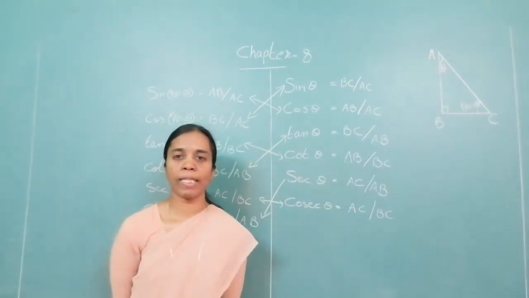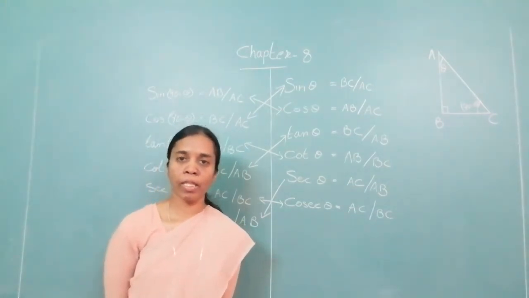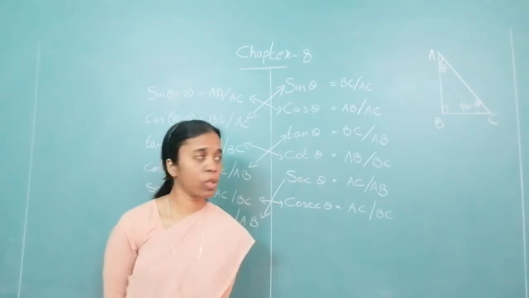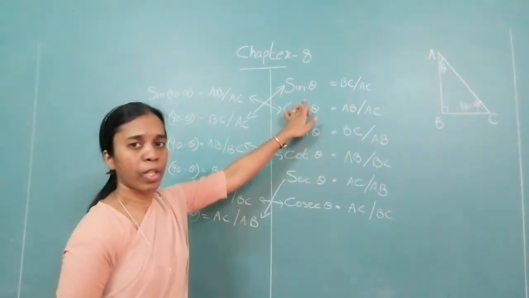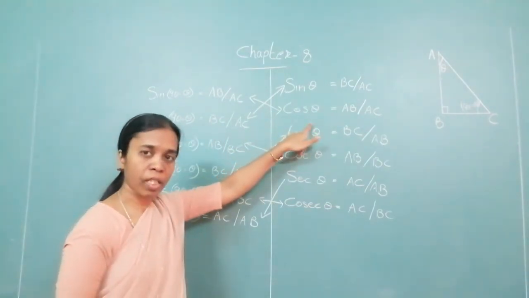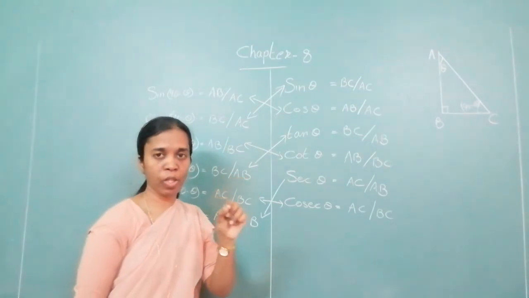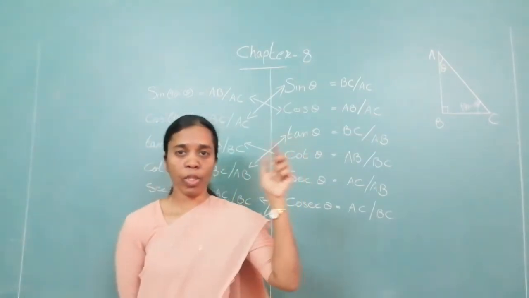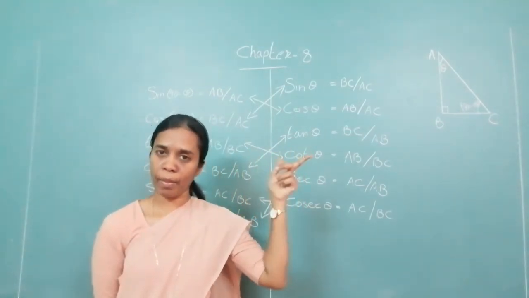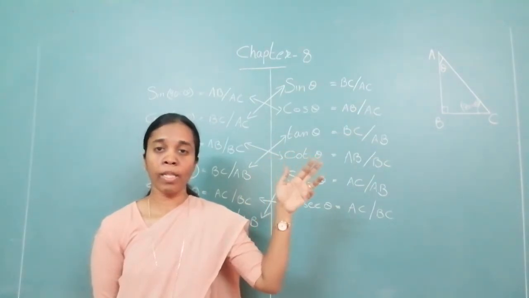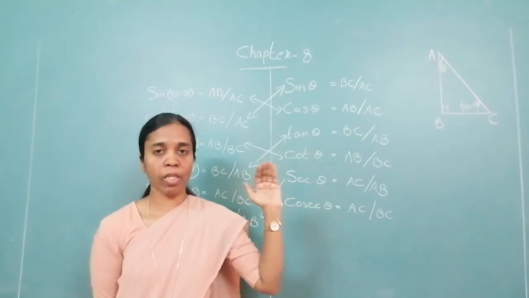This is the next set of formulas, the complementary angle ratios. Complementary because for sin theta, you have cos 90 minus theta. For cos theta, you have sin 90 minus theta. That is why we call them complementary angle ratios. Now, what is sin theta? Sin theta, cos 90 minus theta. Cos theta, sin 90 minus theta. Tan theta, cot 90 minus theta. Cot theta, tan 90 minus theta. Sec theta, cosec 90 minus theta. Cosec theta, sec 90 minus theta.